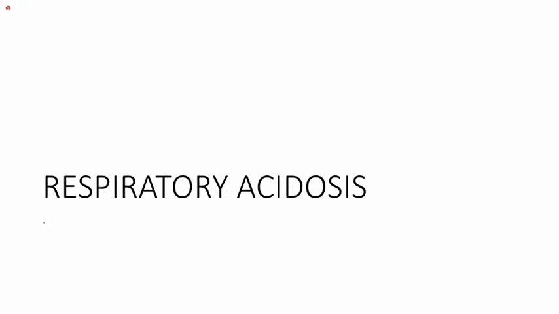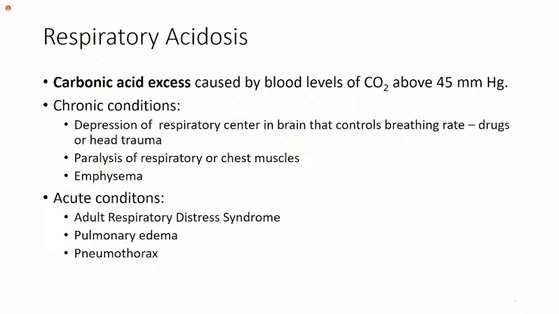Next, I move to respiratory acidosis. With respiratory acidosis, you're basically having carbonic acid excess caused by elevated levels of CO2 above 45. So basically anything that depresses your respiratory system, so that you're not able to blow off CO2, can lead to a respiratory acidosis. So this can be because of conditions like depression of the respiratory center in the brain that controls breathing, and this can be depressed by drugs or head trauma.